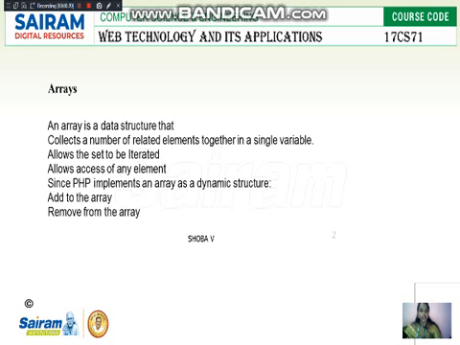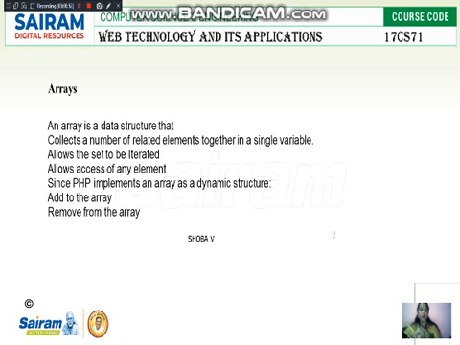For example, if you want to store 100 numbers, instead of creating 100 variables, you can use an array of length 100. It collects a number of related elements together in a single variable, and it allows the set to be iterated. In arrays, we have three categories: numeric array, associative array, and multi-dimensional array.